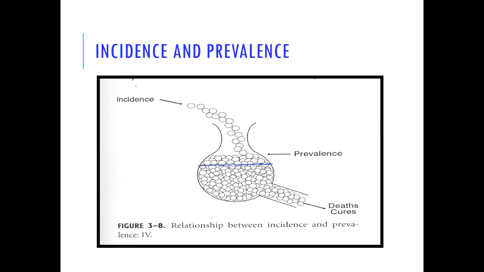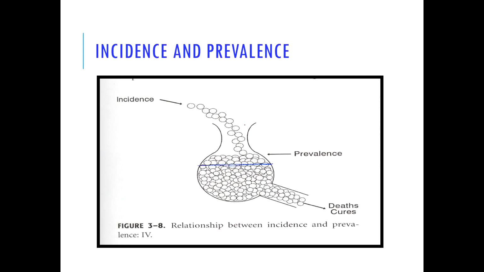So as the name is suggestive, incidence means the total number of new cases which are occurring in a community, and prevalence means the total number of old and new cases which are present in the community. This pattern shows the pattern of disease occurrence in a community.